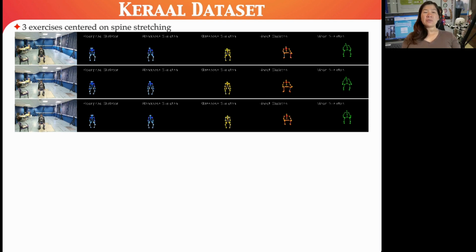Our dataset comprises recordings for low back pain rehabilitation, so we propose 3 exercises centered on spine stretching. The first one is a breathing exercise with the upper limbs flexed at 90 degrees at shoulder and elbow. The second exercise proposes a left and right lateral bending of the trunk. And the third exercise, left rotation of the trunk, followed by the right rotation of the trunk.